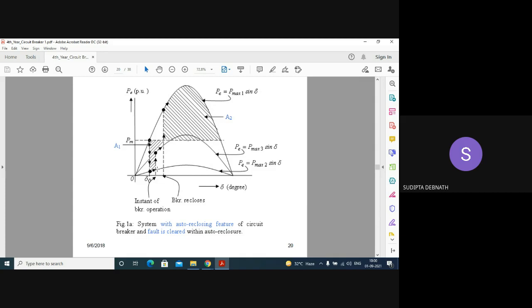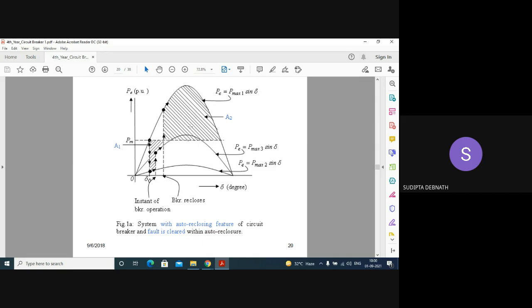The fault is cleared, so it will increase. The curve will be like this. The fault is cleared, but the second line is not restored. Now the breaker in the second line recloses. That means the system has been restored at this point, so it will increase like this.